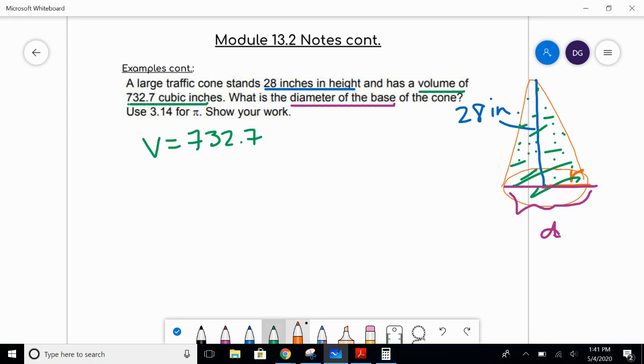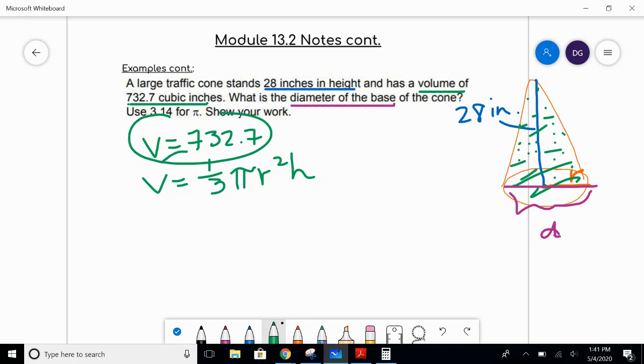So let's go ahead and rewrite our formula down here. So we know volume is equal to 1/3 pi r squared times h. What we want to do is just plug in everything we know. So we know what V is, right? We know V is 732.7. So anywhere I see a V, I'm going to plug in this 732.7 is equal to, now I'm going to have my 1/3. Pi, we know, is 3.14, right?